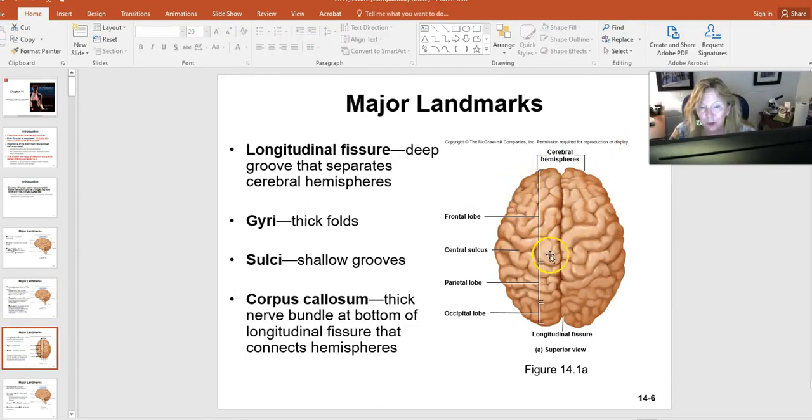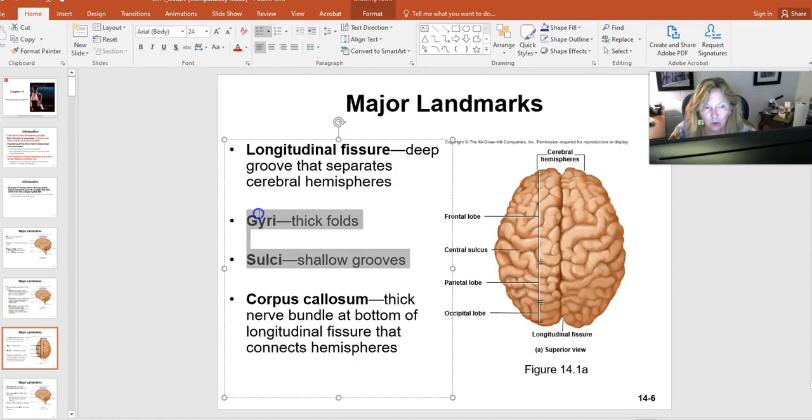The frontal lobe, you can see here, is a large area from the central sulcus to the front. We have these two hemispheres, the right frontal lobe and the left frontal lobe. I told you about the gyri and the sulci. The longitudinal fissure, a fissure being a separation or fold, separates the two hemispheres.